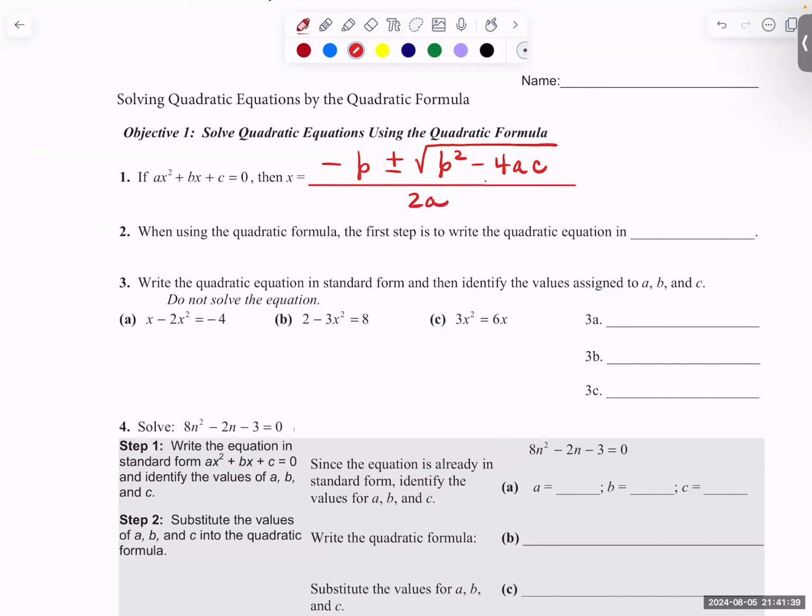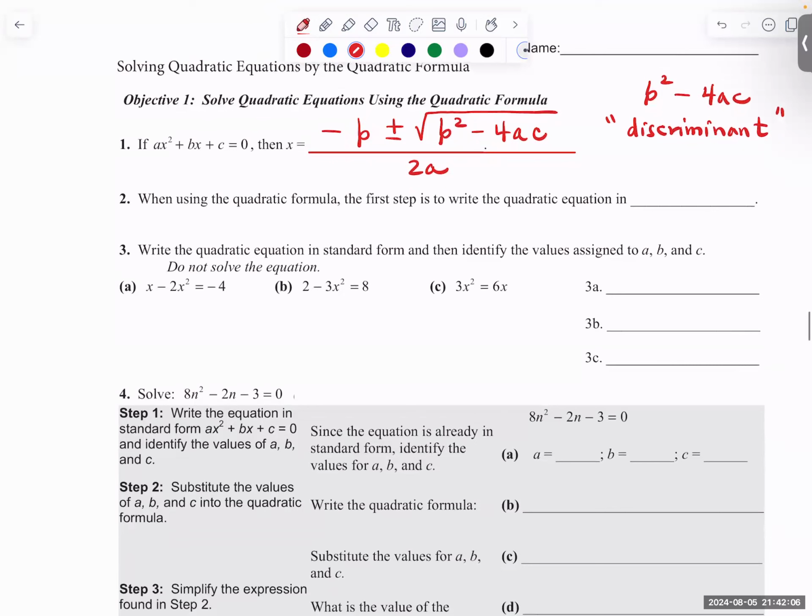The radicand, b squared minus 4ac, is called the discriminant, or the radicand. B squared minus 4ac is the radicand, or discriminant. And later you will study how it gives you the types of roots or types of solutions, whether they're real numbers or pairs of complex conjugates.